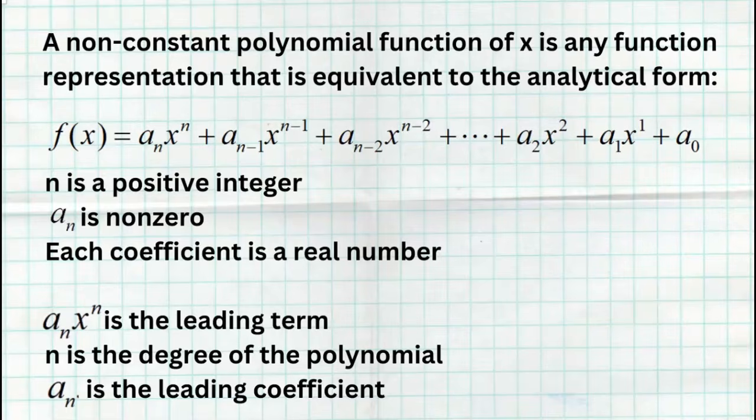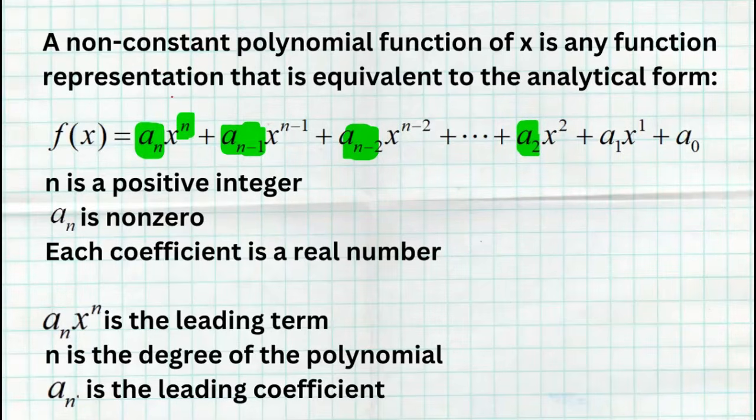Now, a couple of rules. First, n is a positive integer, which basically means that you have to have x to something, either 1, 2, 3, 4, 5, for it to be a polynomial. You can't have x being raised to a negative, that's not going to produce a polynomial, or x raised to 0, that's not going to be a polynomial either. The other thing is that the coefficient a sub n on that first term has to be non-zero, because if it was 0, then that entire term would be wiped out, and then all of a sudden you wouldn't have an x to the n. And then each coefficient must be a real number. So all these coefficients out in front of the x's have to be real numbers.